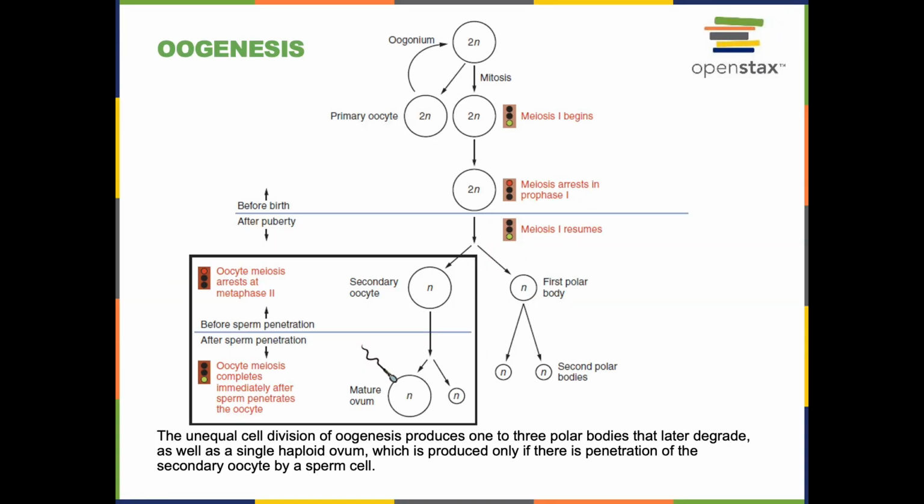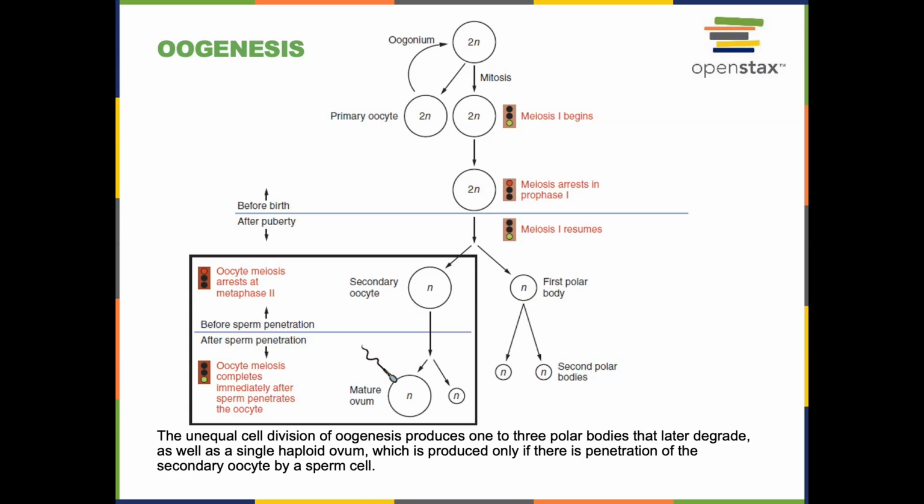The process of oogenesis begins during prenatal development before birth in females, when the oogonium divides by mitosis to produce primary oocytes. Then these primary oocytes enter into meiosis 1, but immediately arrest at prophase 1, and meiosis 1 will not be completed until after puberty in response to rising hormone levels. Meiosis 1 will resume and be completed to produce a secondary oocyte and a polar body.